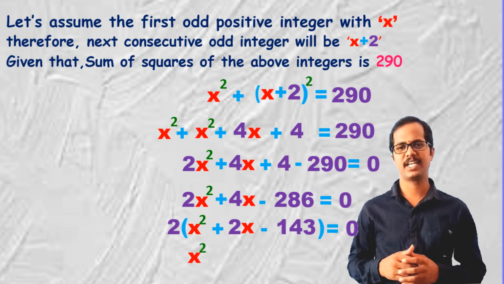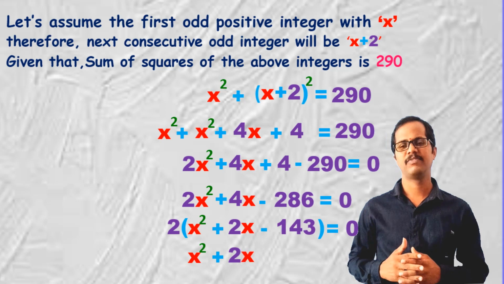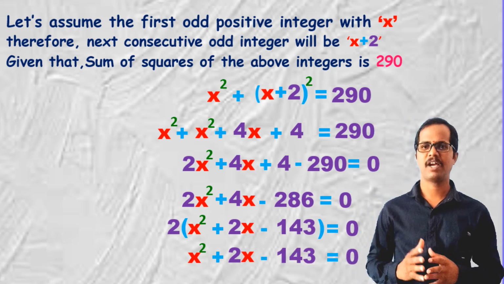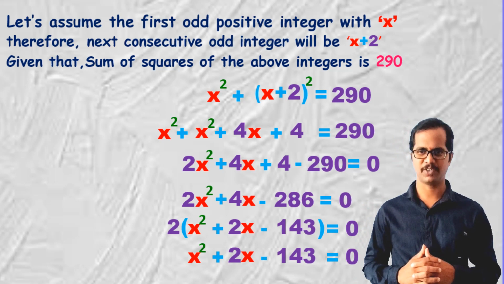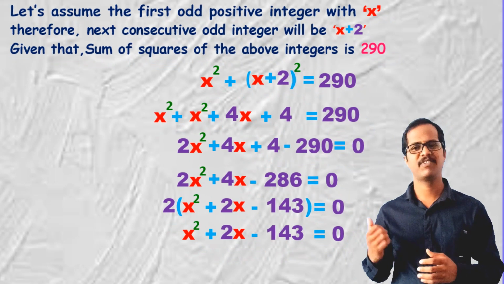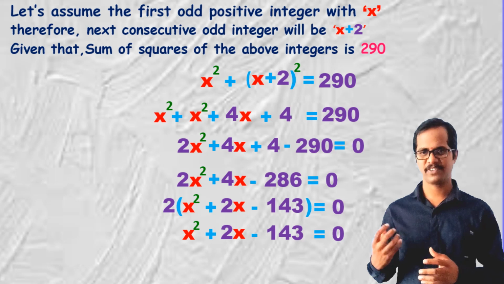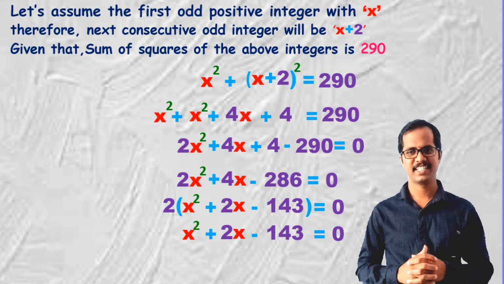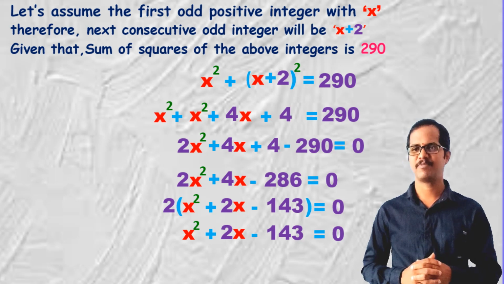So 0 by 2 we get, and 0 by 2 means we get 0. So what do we get now? x square plus 2x minus 143 equals to 0. Now see this equation. So what type of equation do we get now? Yes, very good. It is a quadratic equation in variable x.